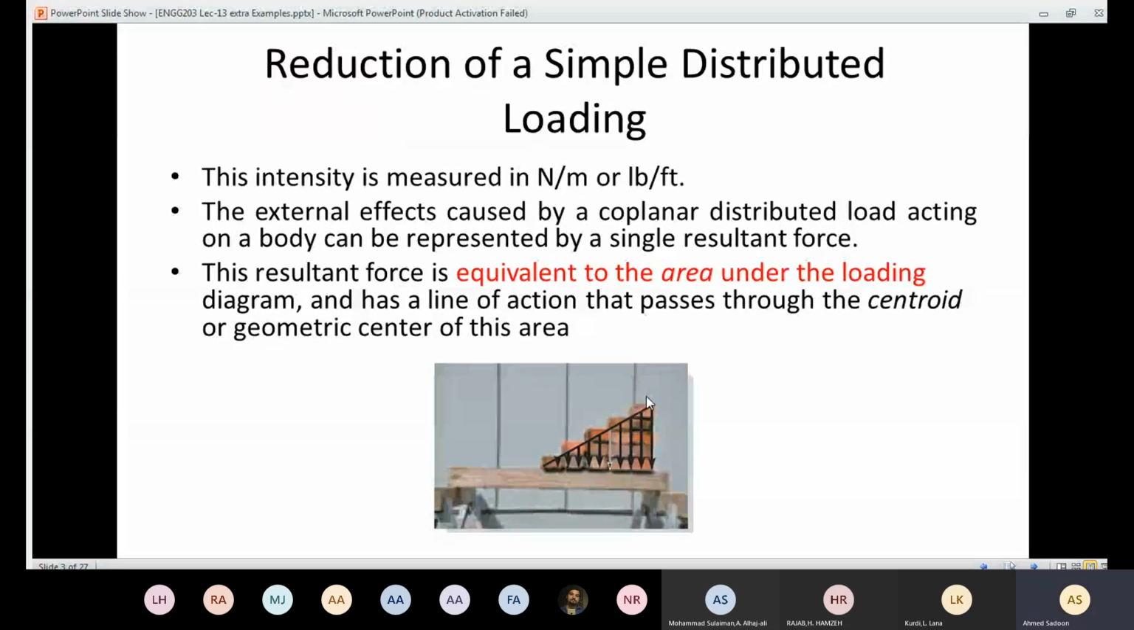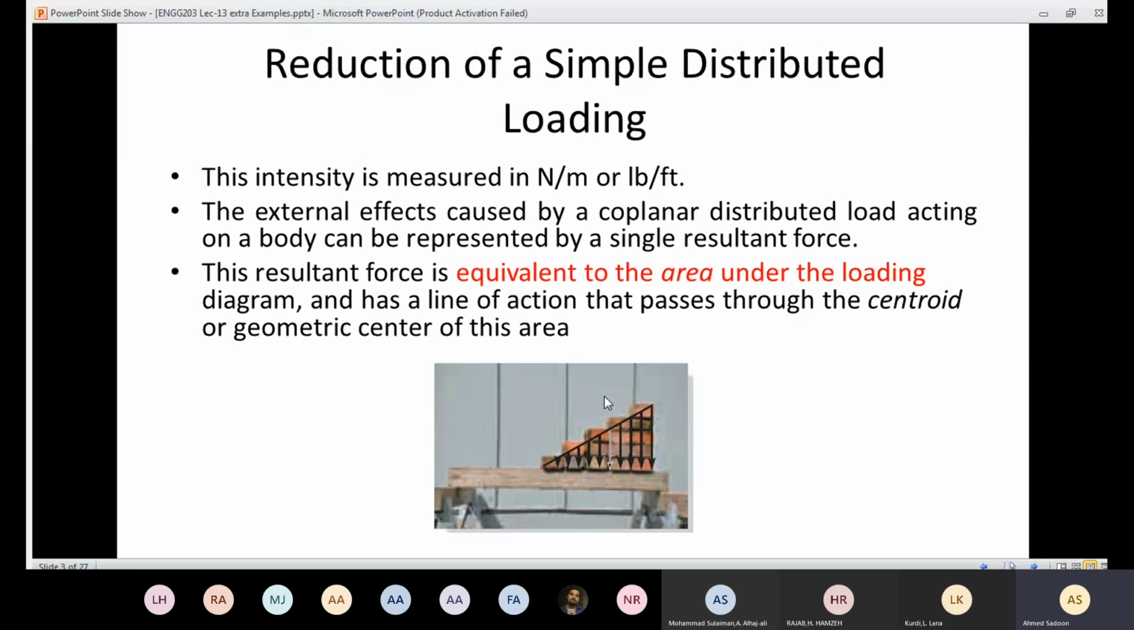And in order to deal with distributed loading, it needs to be represented by a single resultant force. So instead of having distributed loading like this one here, we are going to express it as only one single resultant force. So how am I going to know the resultant force? That resultant force is going to be equivalent to the area under the loading. So here is the area under the loading. If you calculate the area under the loading, then you are going to get the equivalent resultant force.